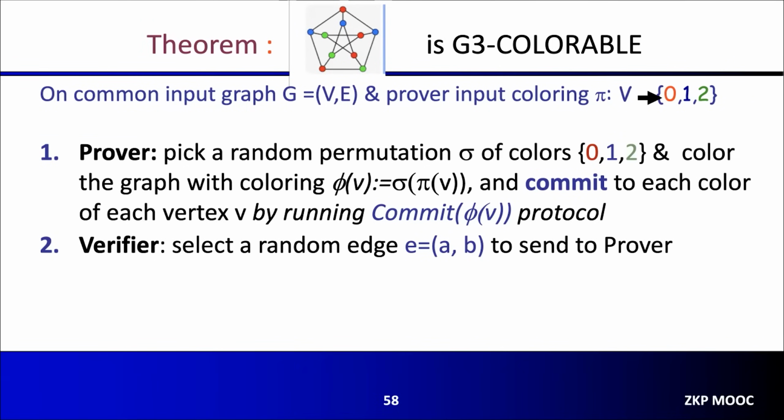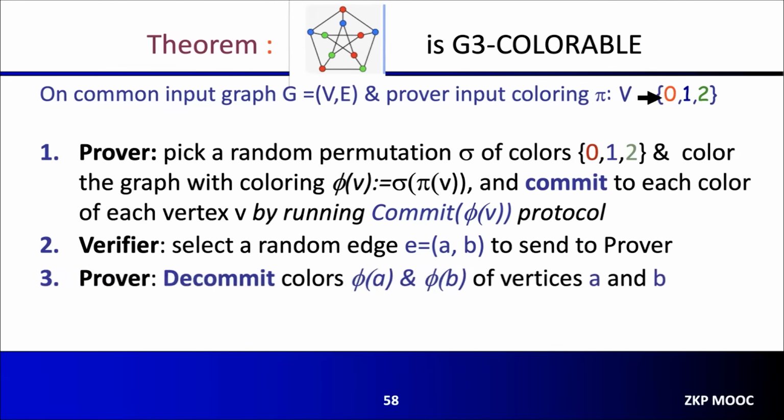So what I'm going to do is I'm going to select a random edge among all the edges, and I'll send it to the prover. And I'll say, you see this edge? I want you to decommit the colors at the 2 endpoints of this edge. And that's exactly what the prover is supposed to do. He's supposed to sort of open the envelopes that have to do with vertex A and vertex B. And now for the edge AB, the colors of the endpoints have been decommitted in some sense.